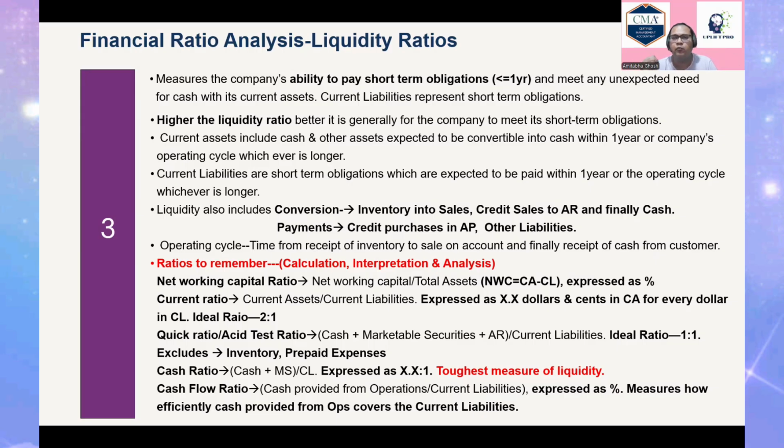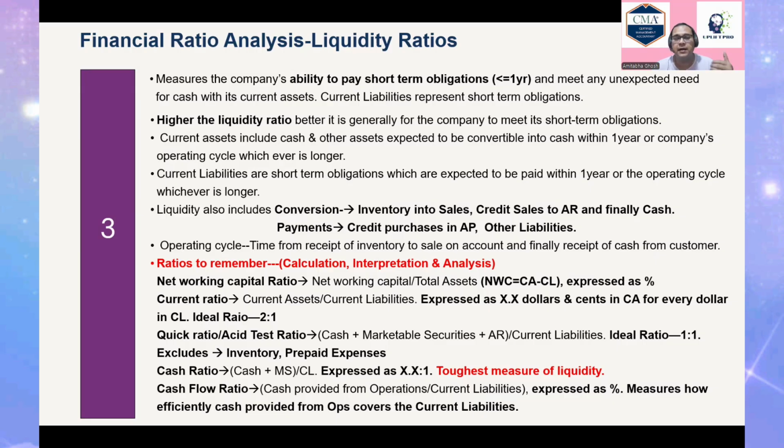Now the question is, what are the different ratios that we need to keep in mind from the liquidity ratio standpoint, right? So again, we should focus on calculation, interpretation, as well as analysis. The important ratios: first is the net working capital ratio. How do we calculate it? Net working capital divided by total assets. And net working capital is current assets minus current liabilities, expressed as a percentage. So what is the amount of my net working capital to my total assets? This is being measured by this particular ratio.